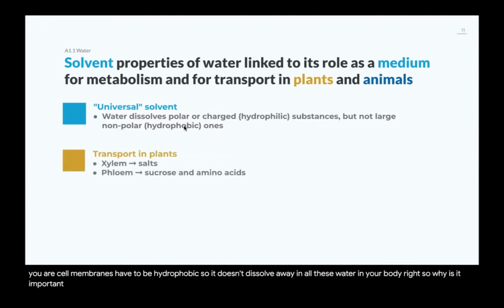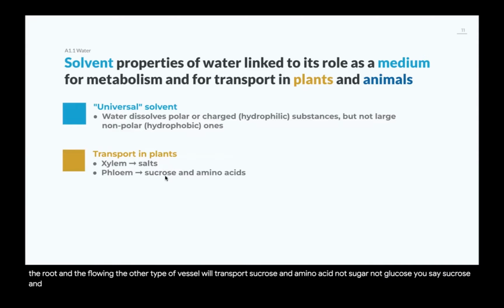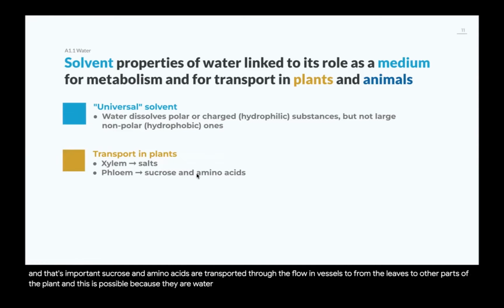So why is it important? Because xylem transports salts and minerals from the soil. They are dissolved in this water that the plant sucks up through the root. And the phloem, the other type of vessel, will transport sucrose and amino acids, not sugar, not glucose. You say sucrose, and that's important, sucrose. And amino acids are transported through the phloem vessels from the leaves to other parts of the plant. And this is possible because they are water soluble.